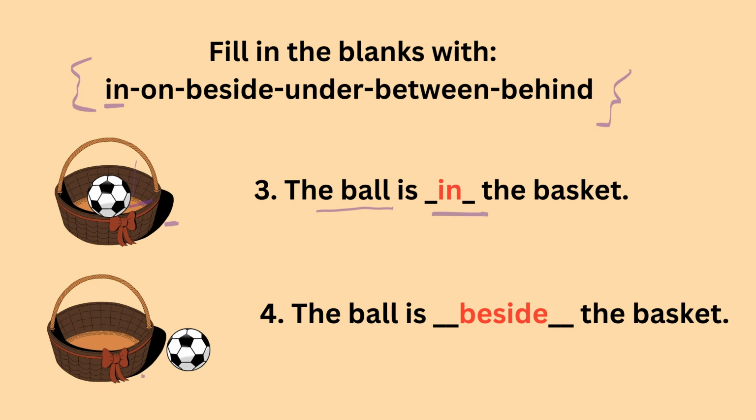এখানে কি? The ball is beside, মানে বাস্কেটের পাশে. বলটা কোথায় আছে? বাস্কেটের পাশে. The ball is beside the basket. So beside is also over here. So beside preposition is the answer. This is the appropriate preposition seeing the picture.